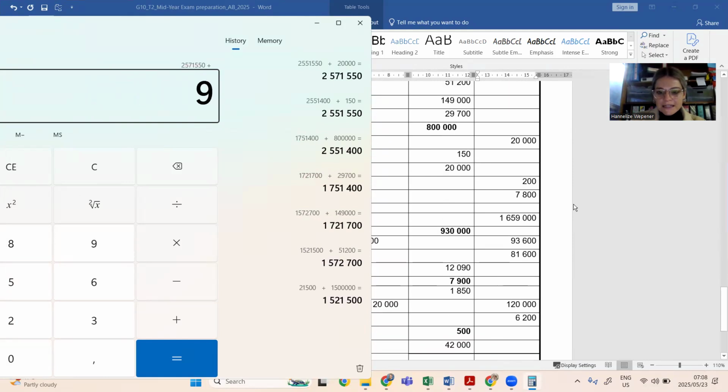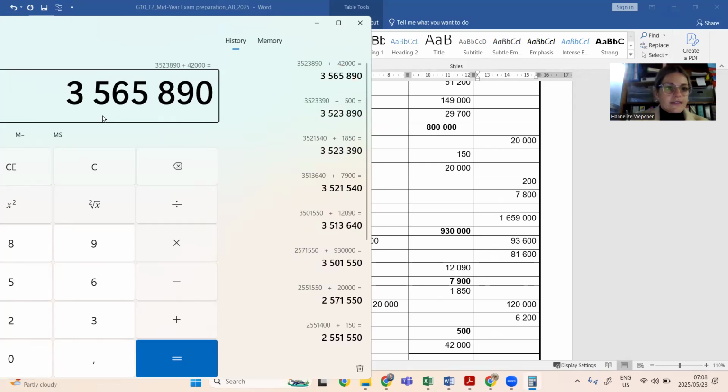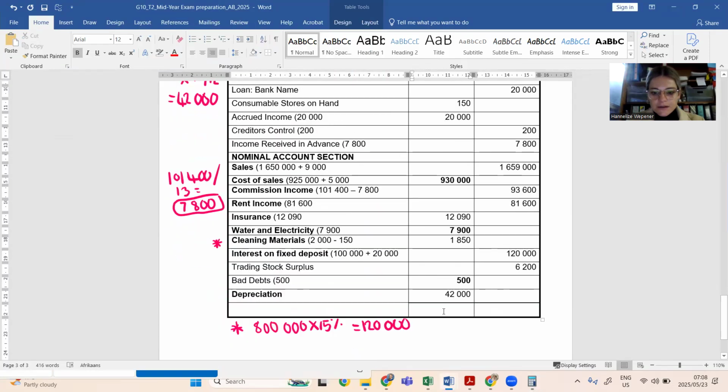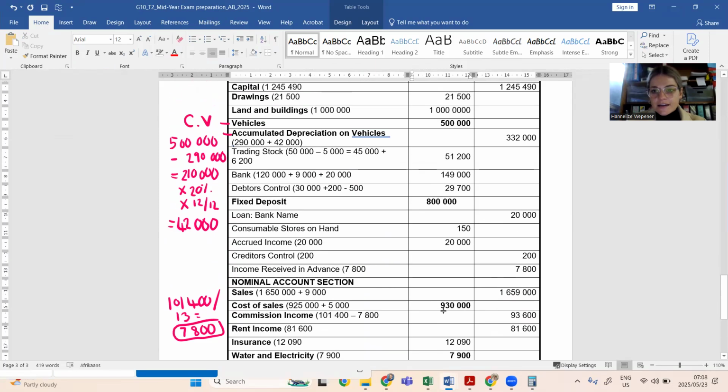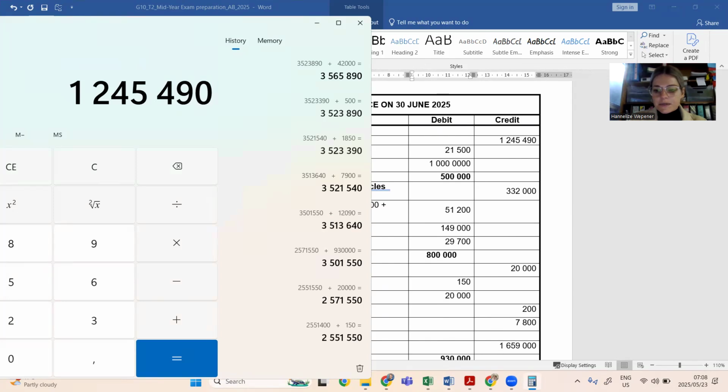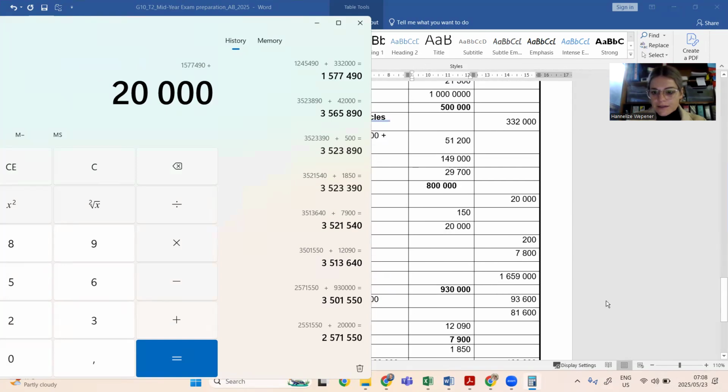But this one should balance because it balanced on the question paper, unless the question paper was wrong. So 42. And there we have our debit side total. So let's see. Come on, there we go. And I write the total there. I hope I didn't make typos now because I was talking whilst typing, and sometimes the two don't work well together.